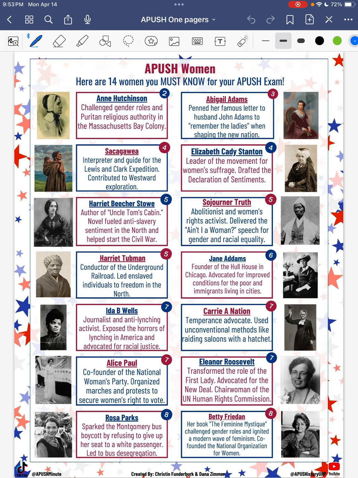She became like this symbol of Native American women's resilience and her contribution, a person of color's massive contribution to U.S. expansion. I don't know what the word I'm looking for is. So this is like 1803, 1804-ish. Elizabeth Cady Stanton is next, time period 4.